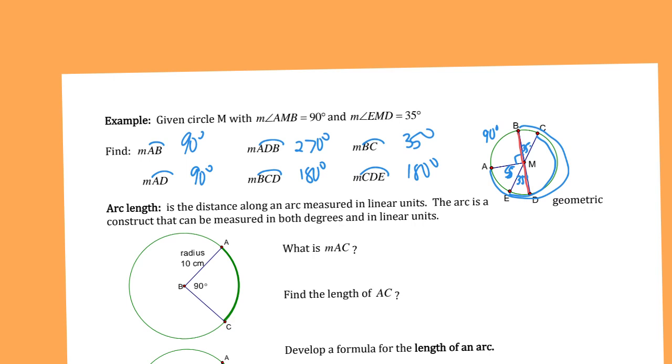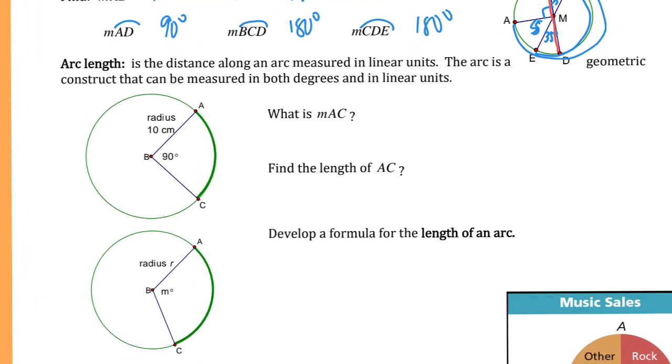If we are going to be talking about the measure of AC, again, they're talking about the shortest distance because they don't give us 3 letters. It's going to be the minor arc they're asking us to find. So if I ask you what the measure of that arc is, from the perspective of the middle, from the central angle, how many degrees would that arc be? It would be 90 degrees.